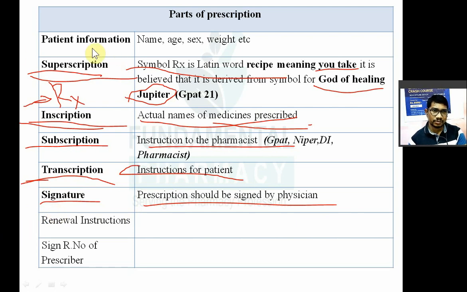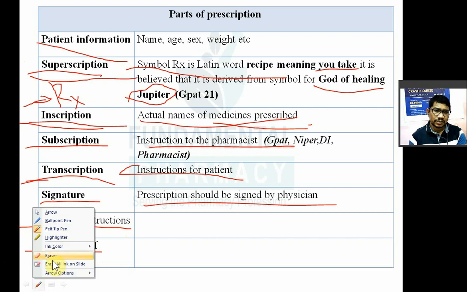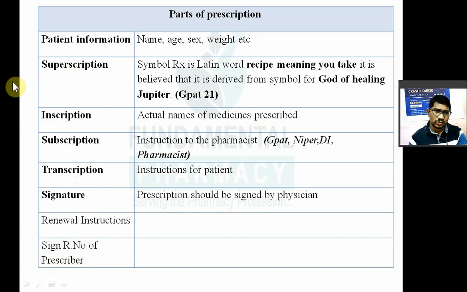Other patient information is of course there. Then renewal instruction, whether the prescription has to be renewed or not. Sign and register number of your prescriber are also there. These are the parts of a prescription. Simple. Okay. Superscription, in that you are going to have the RX symbol. Inscription, that is the actual name of medicine. Subscription, instruction to the pharmacist.